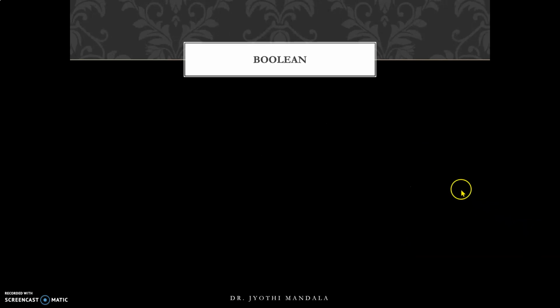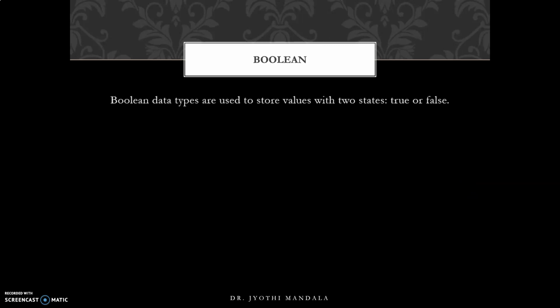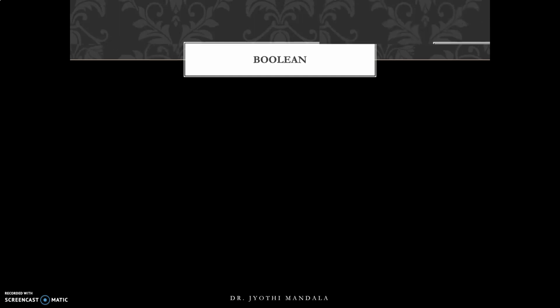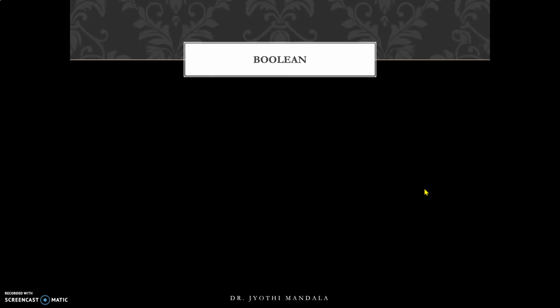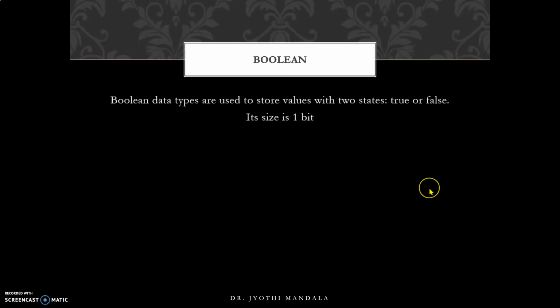Coming to the last type of primitive data type, that is boolean. The boolean data type is a new data type which is available in the Java programming language. In C we don't have this. This is used to store values with 2 states, that is either true or false. So to represent this value, we can use only 1 bit of data. So its size is 1 bit. Character is of how many bits? I forgot to tell you. Character is of 2 bytes. Right? Coming to boolean, boolean is of 1 bit only.